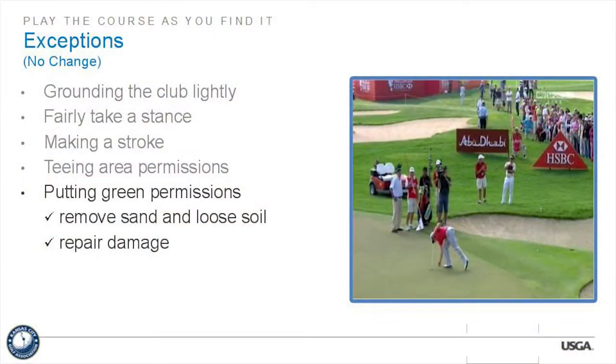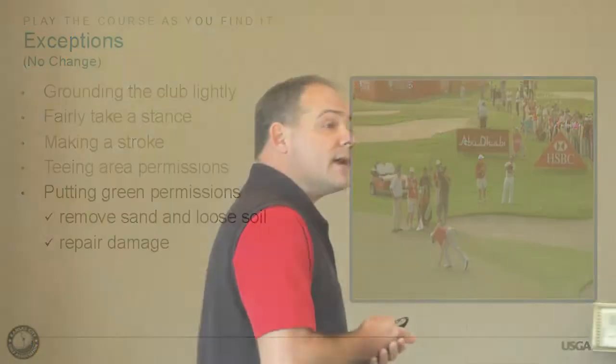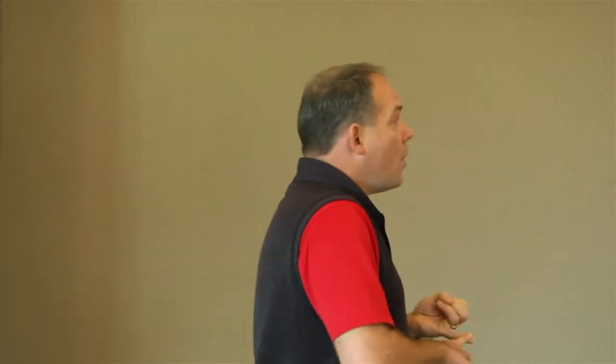The putting green has a lot of allowances that you could improve your conditions affecting the stroke, including removing sand and loose soil. Again, not loose impediments by definition, but they may be moved on the putting green or in the teeing area. You can repair damage. So we've talked a little bit about this. The little USGA announcements that came out this morning actually included also hail damage. You can repair hail damage. So it's just kind of a clarification. So if we have like a ball mark or animal hoof print, you can improve that.